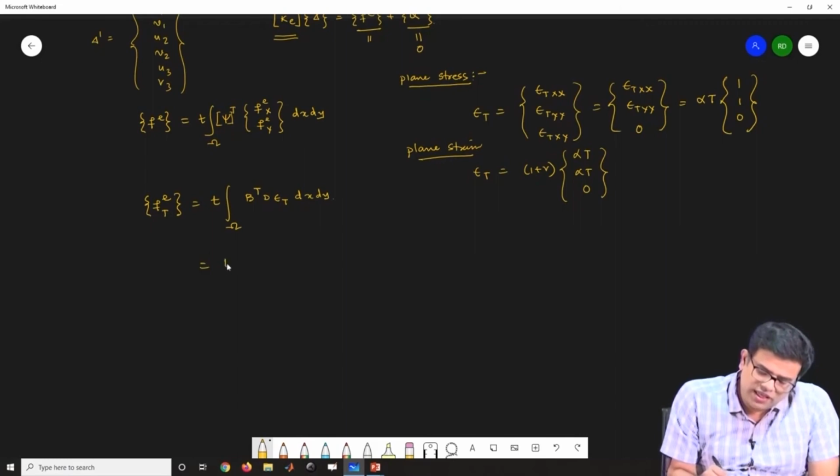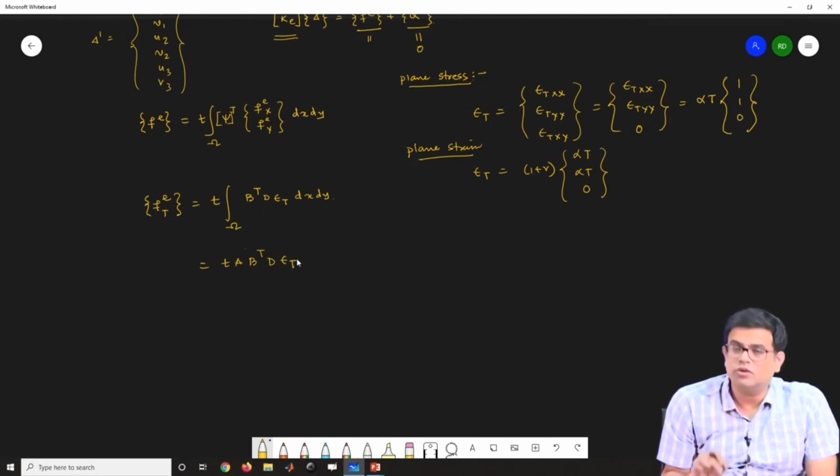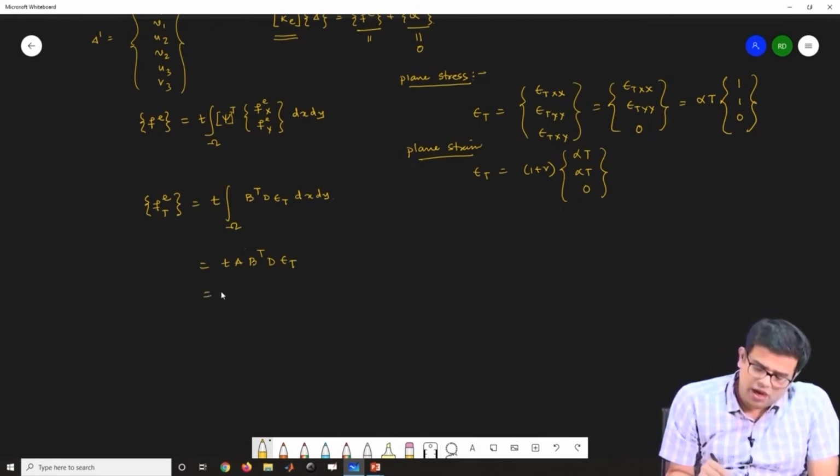For instance, T, if I write this, so this is constant. D is also constant if I assume, and epsilon T, that is the thermal strain, is also constant if I assume for an element, then this will be a constant vector. So the integral will be an area. So T A then B transpose, like we have found out the stiffness matrix. So this will be like this, and then this can be exactly evaluated.